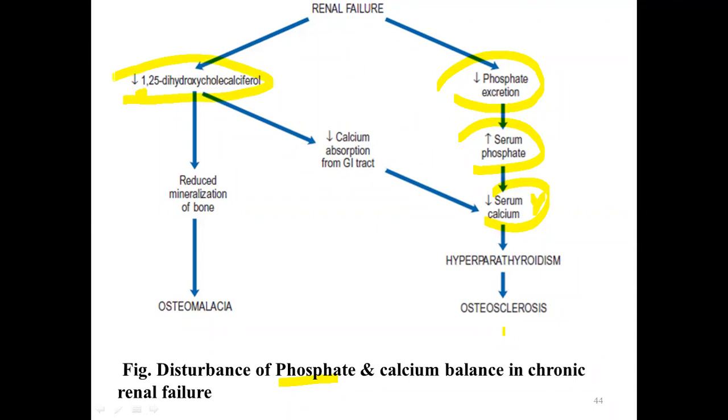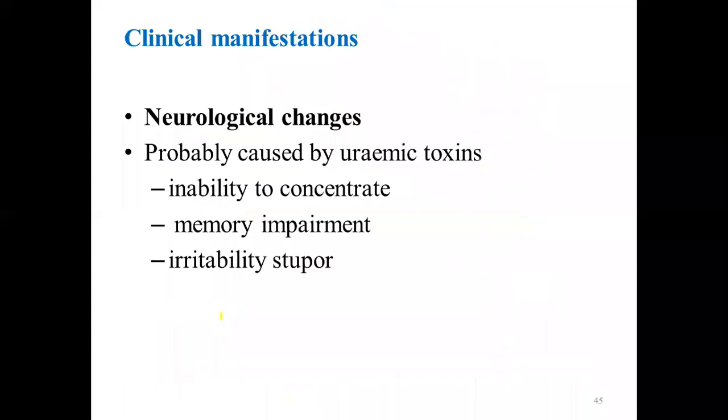So vitamin D is very important for calcium absorption in the GIT, and also very important for bone mineralization. So the patient can even have osteomalacia. So you can see the effect of kidney failure on the bone is very, very high. You will see these disturbances even when a patient is having a kidney problem.